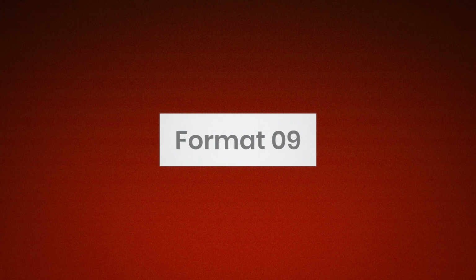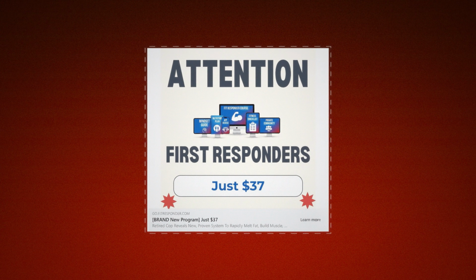The 9th is the attention call-out image. We ran this for a fitness offer in the first responders niche. The audience self-qualifies in the first half second. If the call out is specific enough, the right viewer keeps reading. If it's not, they keep scrolling. Either way, the format does its job. The wrong people don't click, which lowers your CPM and tightens Meta's targeting signal.